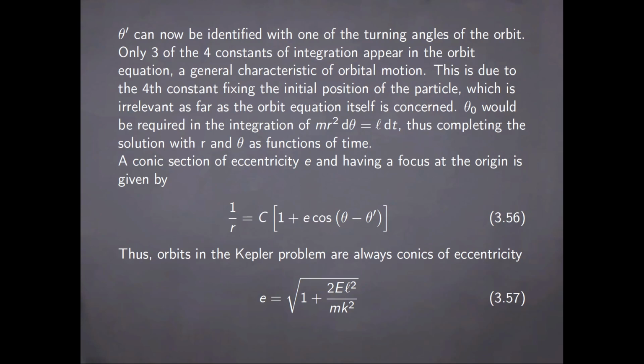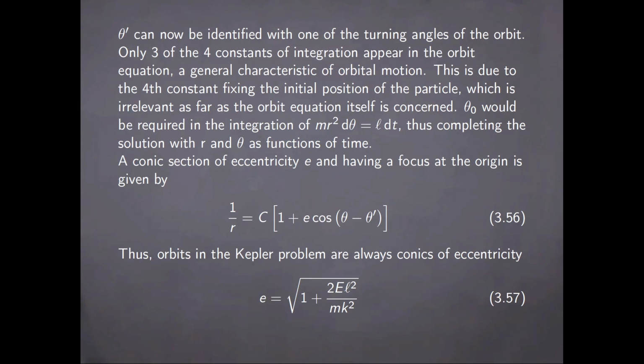The initial angle theta 0 would be required in the integration of the conservation law for angular momentum, and would thus complete the solution with the radius and the angle given as functions of time. In any case, a conic section of eccentricity e and having a focus at the origin is given by the expression here, where c is just some constant.